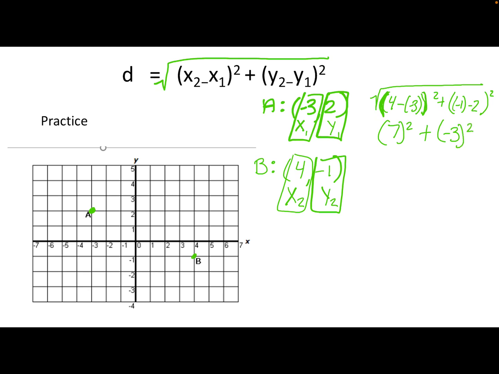Then we're going to do 7 times 7, which is 49. We're going to do -3 times -3, which is 9. Go ahead and add them together. We get 49 plus 9, which is 58. Take the square root of 58, and you get 7.61 as the distance between the two points.